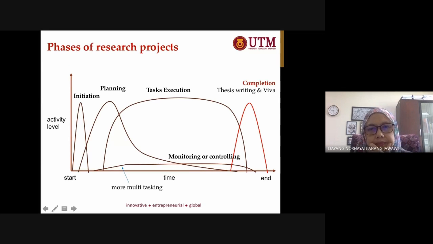Okay. The last one is completion. Completion, if you ask me, the toughest part of doing research is the planning and the completion. The task execution is quite enjoyable because you already know what you want to do, you just need time to do the task. And that is my opinion.